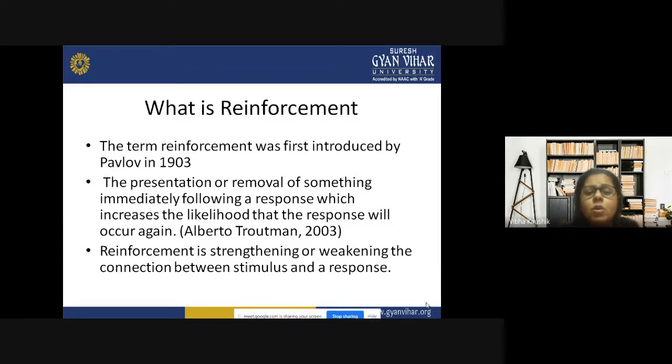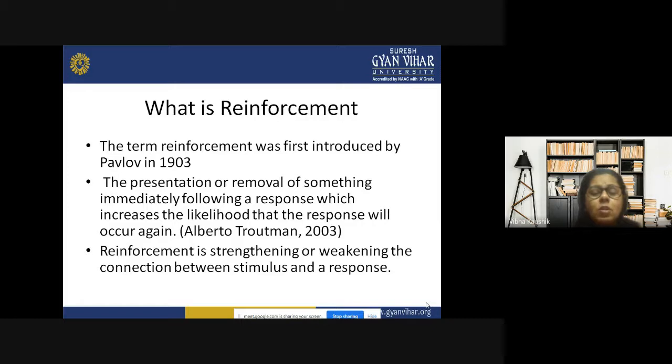The presentation or removal of something immediately following a response which increases the likelihood that the response will again occur. And that was the definition given by Alberto and Troutman in 2003. The presentation or removal of something immediately means we are presenting something very immediately in front of the learner, or we will remove that thing following a response, which increases the likelihood that the response will occur in the future.